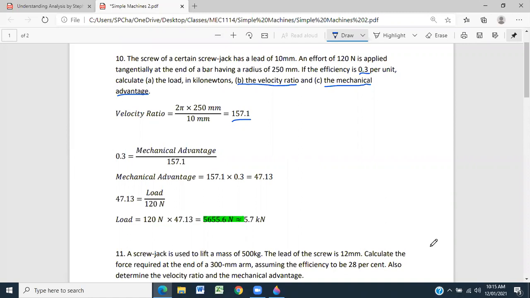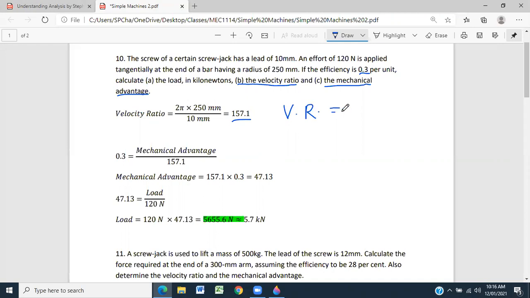Someone asking something? Yes, sir. Can you please write the formulas? Okay, sure. Thank you. So the formula for velocity ratio, I'll edit this document and I'll add the formulas on top, which should be easier for you guys.